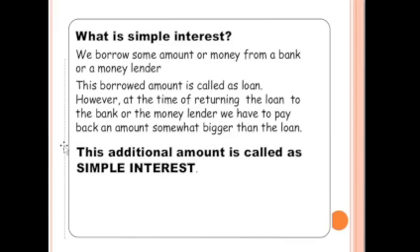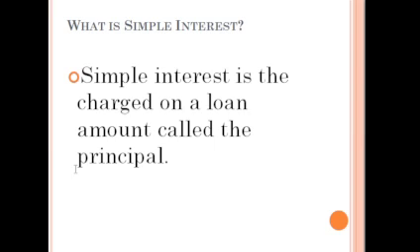So for example, we borrowed money from a bank or somebody who lends. So, we pay. And what we pay is somewhat bigger than what we received. So this additional amount is called a simple interest. Now, what is simple interest again?